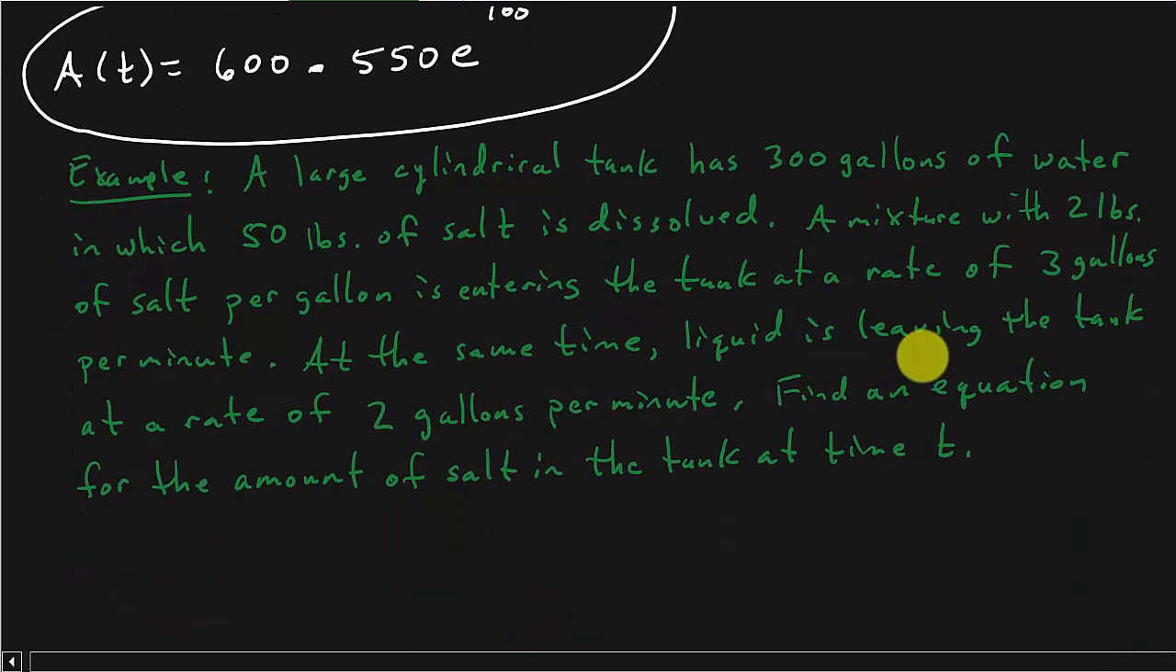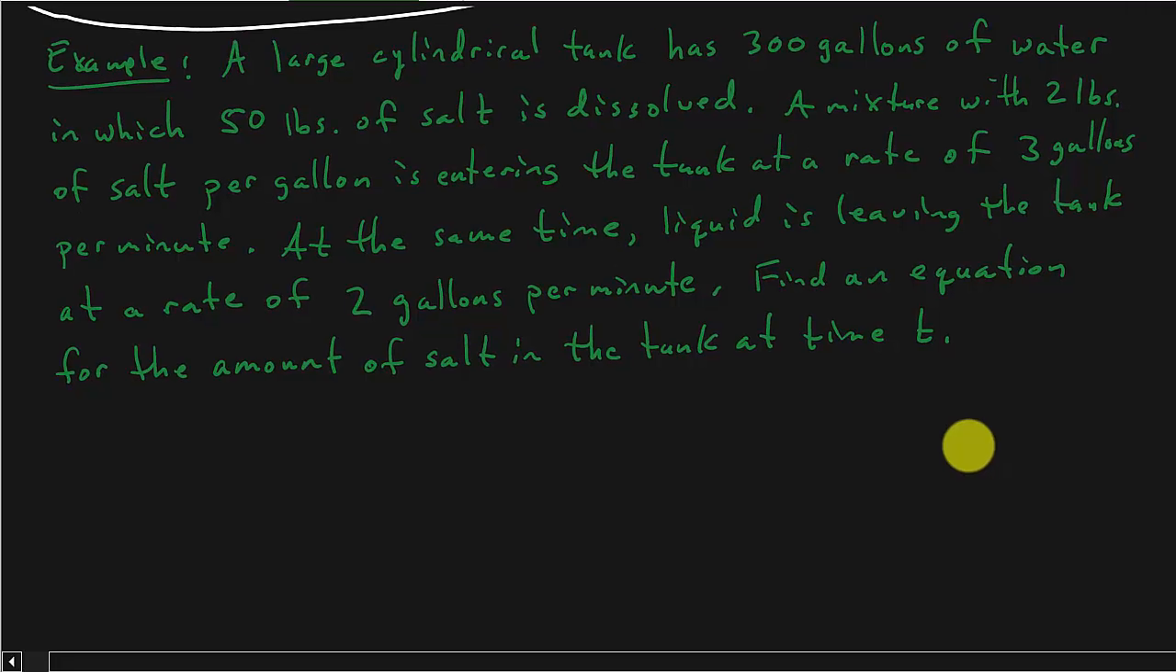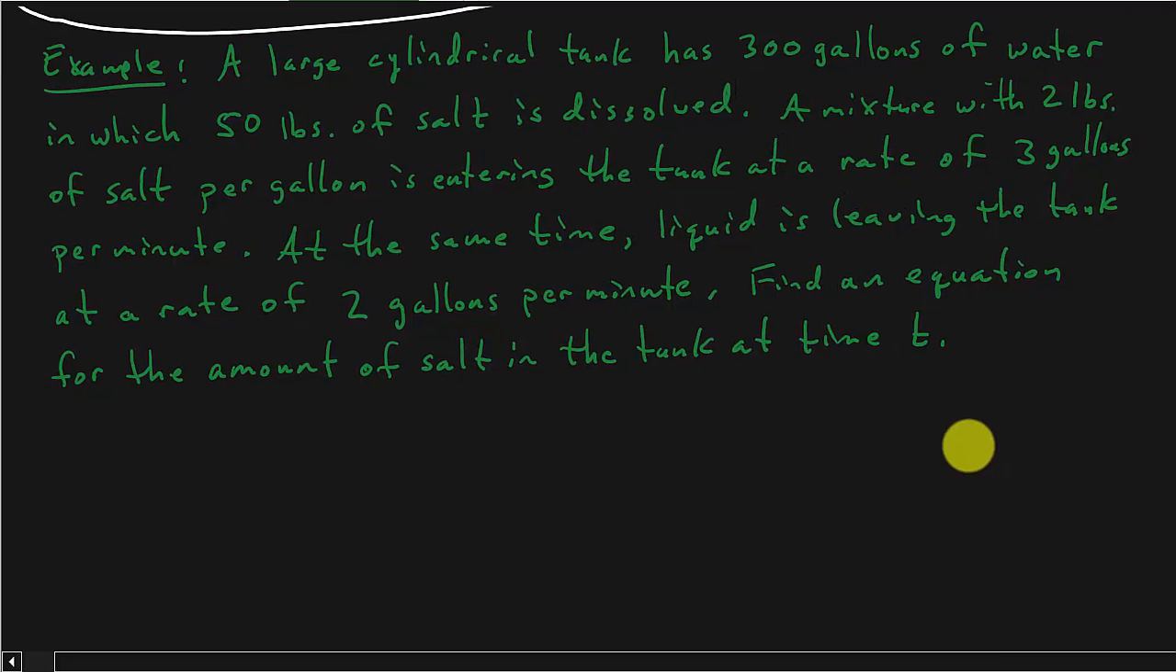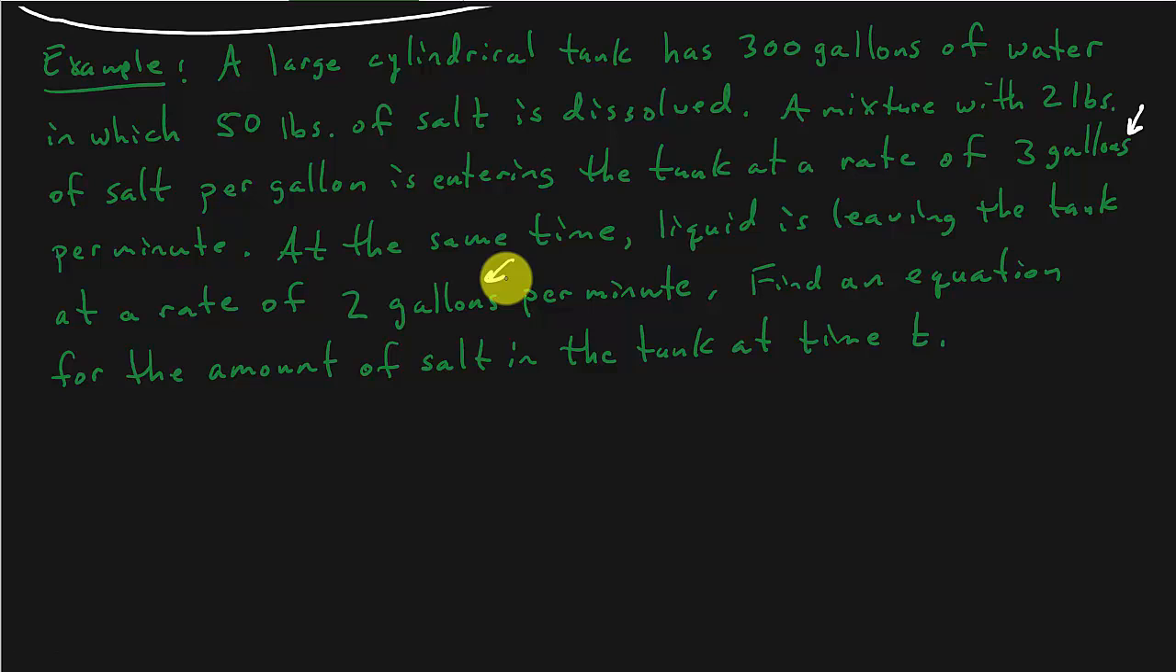All right, let's look at another one. It says a large cylindrical tank has 300 gallons of water in which 50 pounds of salt is dissolved. A mixture with 2 pounds of salt per gallon is entering the tank at a rate of 3 gallons per minute. Sounds just like the other problem that we worked. At the same time, liquid is leaving the tank at a rate of 2 gallons per minute. So notice the rate that it's entering and the rate that it's leaving are different this time. In the previous problem, they were the same. Find an equation for the amount of salt in the tank at time t.